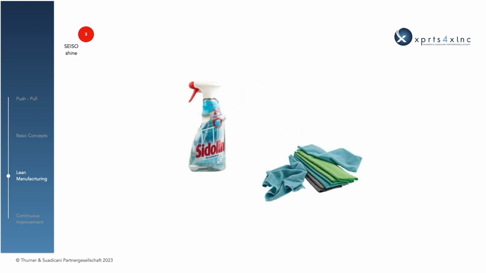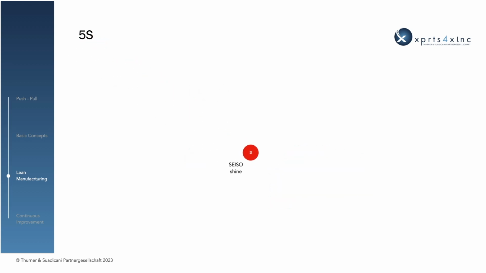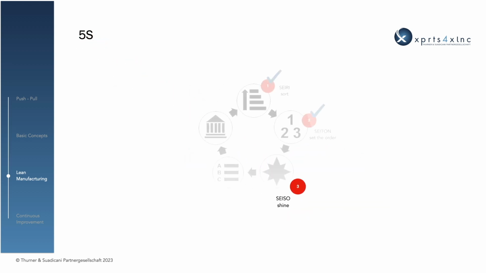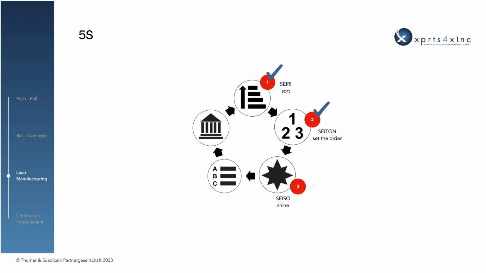Seiso simply means cleaning. Make sure you always have a clean workplace. Working is more convenient when your workplace is shiny. Now we have covered step 3, seiso. So let's move on to step 4, seiketsu.